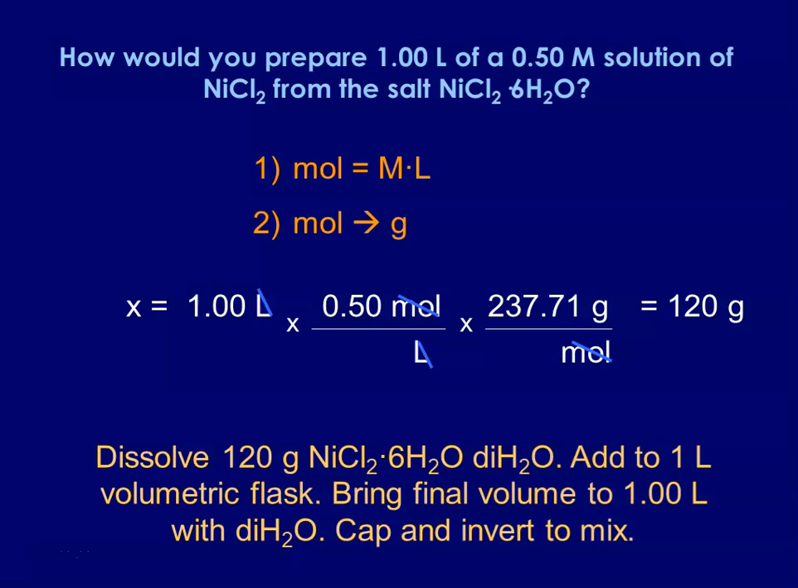And then I'm going to add that solution to a 1 liter volumetric flask and bring up the volume to the calibration mark with distilled water and cap it and invert it to mix just like you did with the diluted solution. So once you get them in the volumetric flask, it doesn't matter whether it came from a salt or whether it came from a more concentrated solution, the same process applies.